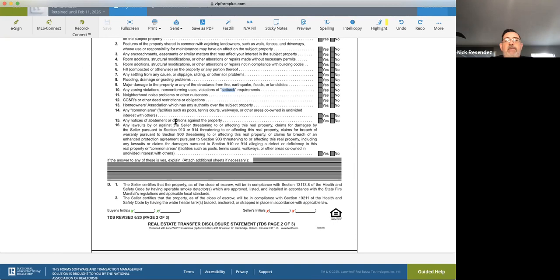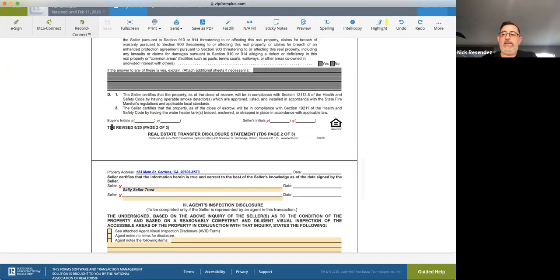15, notices of abatement or citations against the property. And then 16, any sort of legal claims, lawsuits against the seller affecting the property, claims for breach, warranty, et cetera, et cetera. And again, if anything's checked yes, they need to write in here the description, what is the concern? And then we get to D, and D basically is a certification.